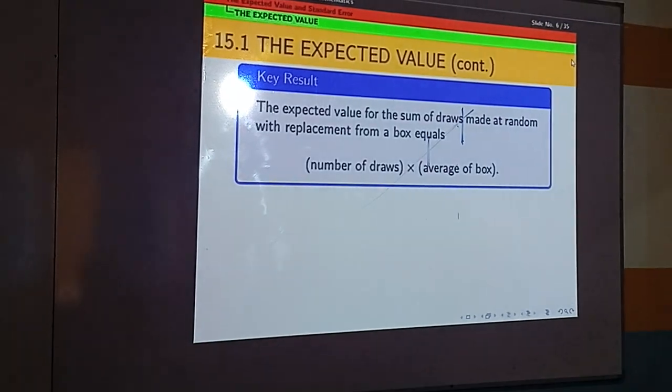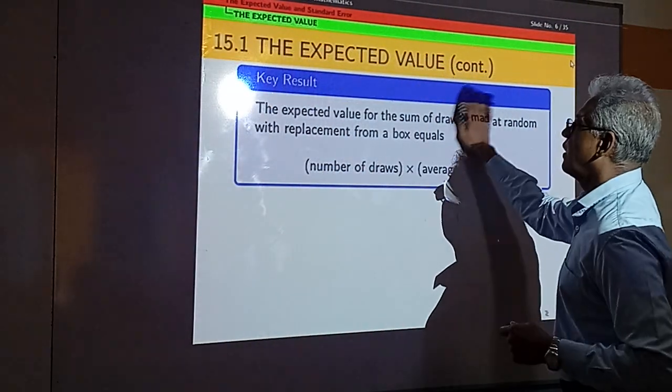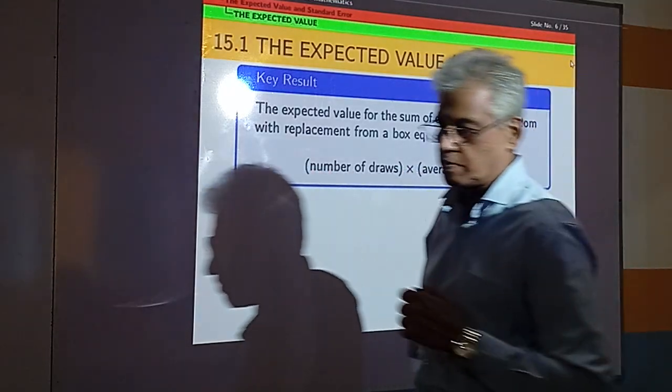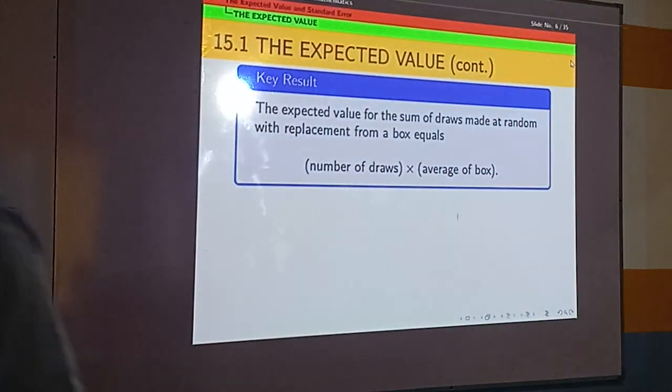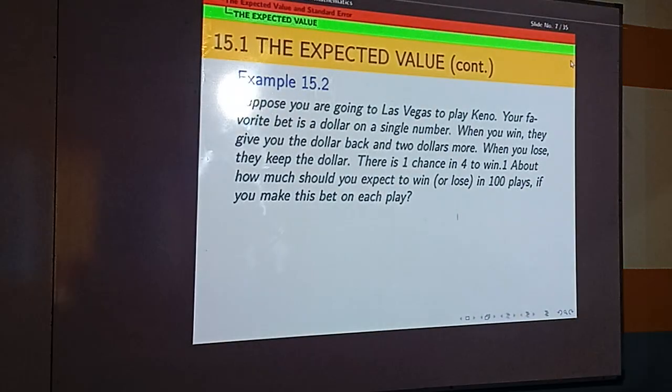There is this result we already discussed. I told you that the expected value of the sum of the draws made at random from the box with replacement is equal to the number of draws times the average of the box. That is very clear. So the question is, what is the standard deviation? Let's look at another example and then we will get the formula after that.